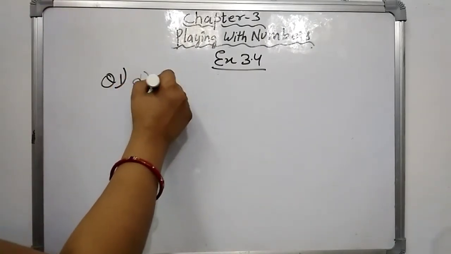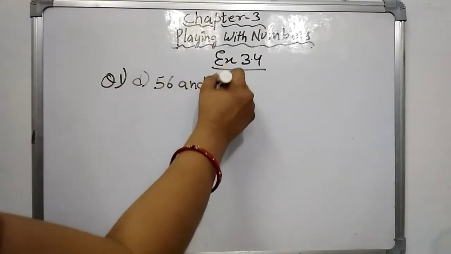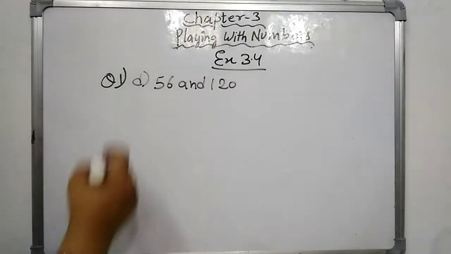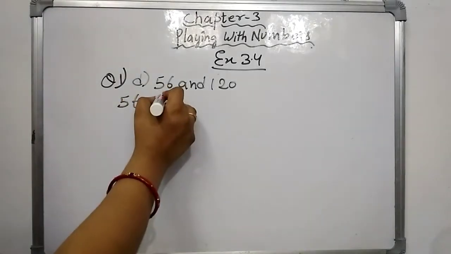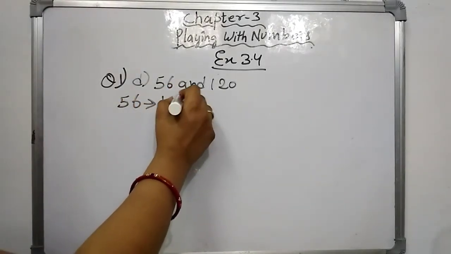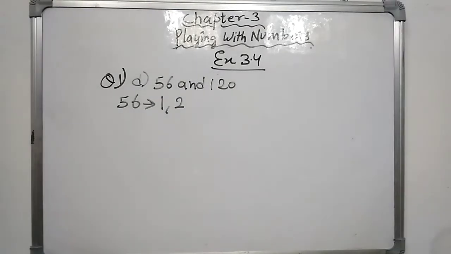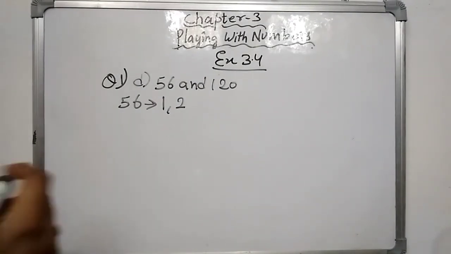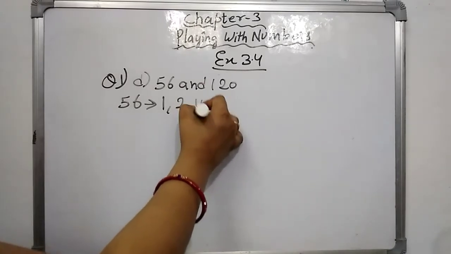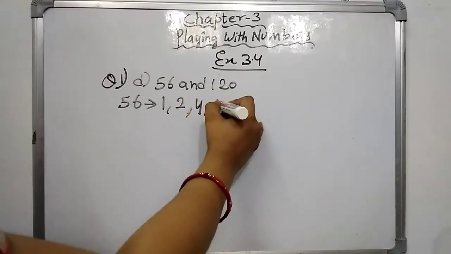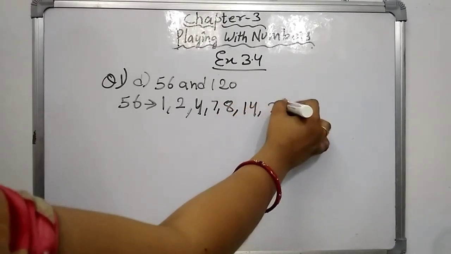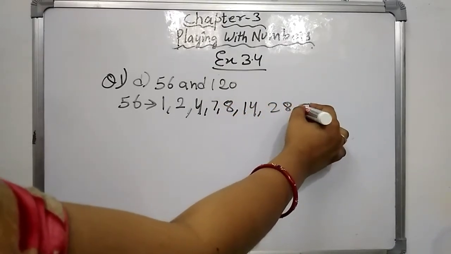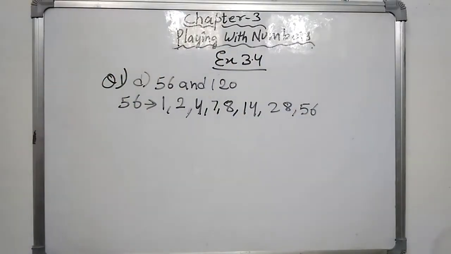Next is 56 and 120. Firstly, write down factors of 56. Number 1, number 2, 4, 7, 8, 14, 28 and 56. These are factors of 56.